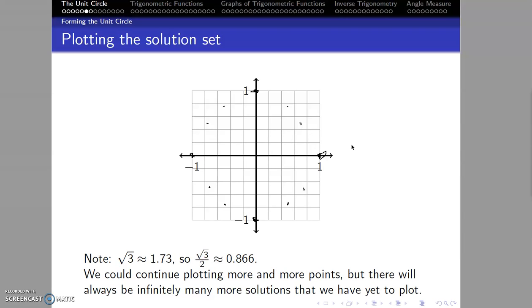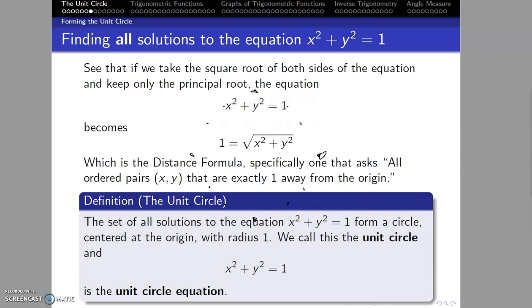The equation we have here is x squared plus y squared equals 1. If I were to take the square root of both sides, I would have 1 equals the square root of x squared plus y squared. But that's actually the distance formula. Specifically, it says every (x, y), every point that is 1 away from (0, 0), 1 away from the origin, forms a circle of radius 1 centered at the origin. This is our unit circle equation.